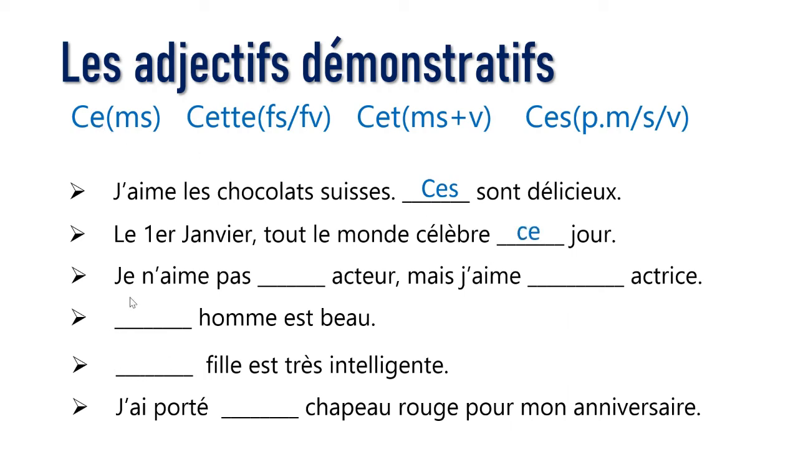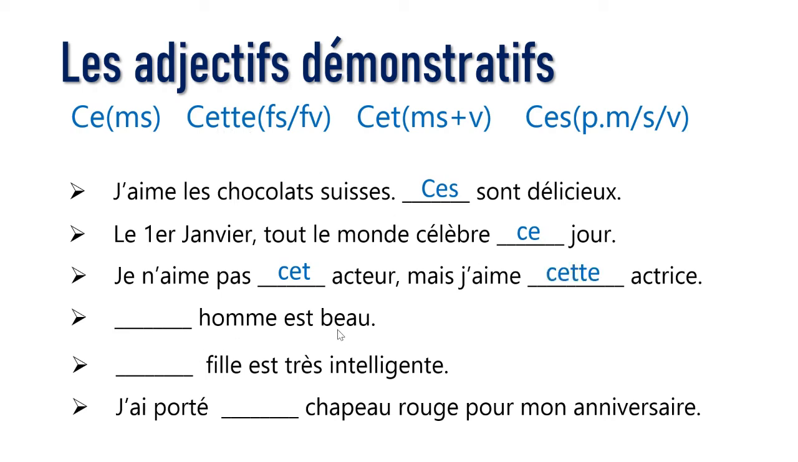Third one is je n'aime pas dash acteur. Here, acteur is starting with a vowel and it is masculine, so we will use cet. Mais j'aime dash actrice. Here also, actrice is starting with a vowel, but it is feminine, so we will not use cet here. We will use cette.